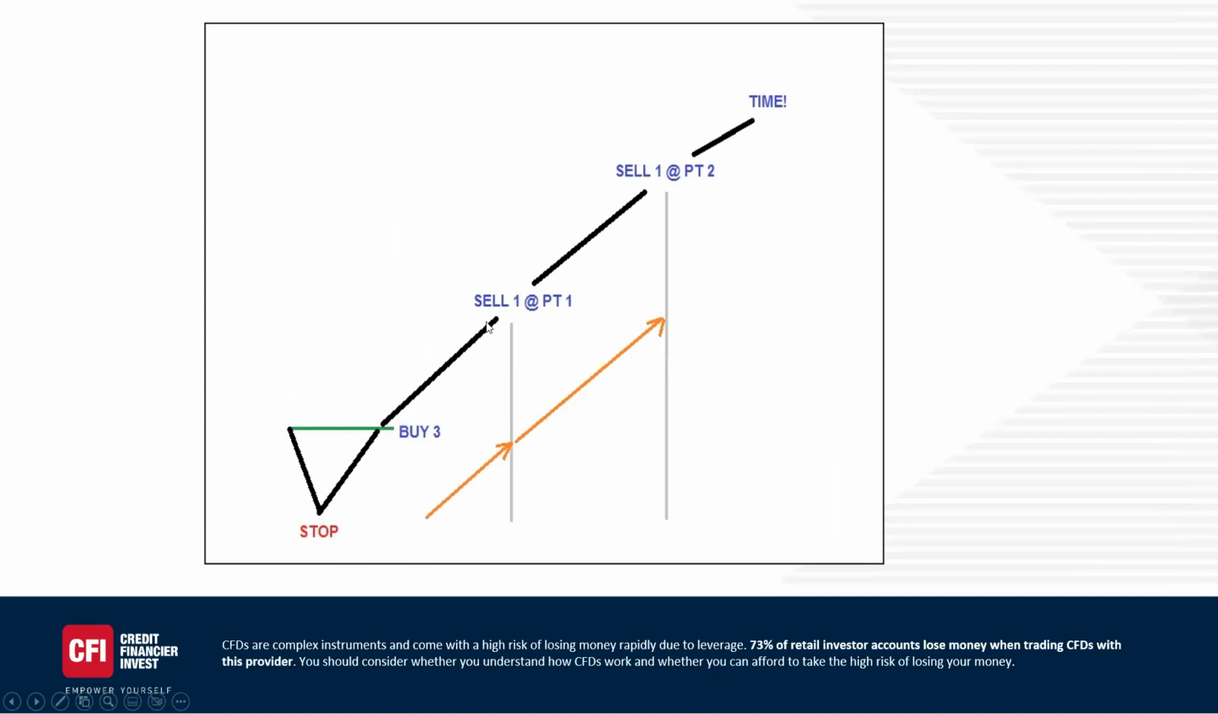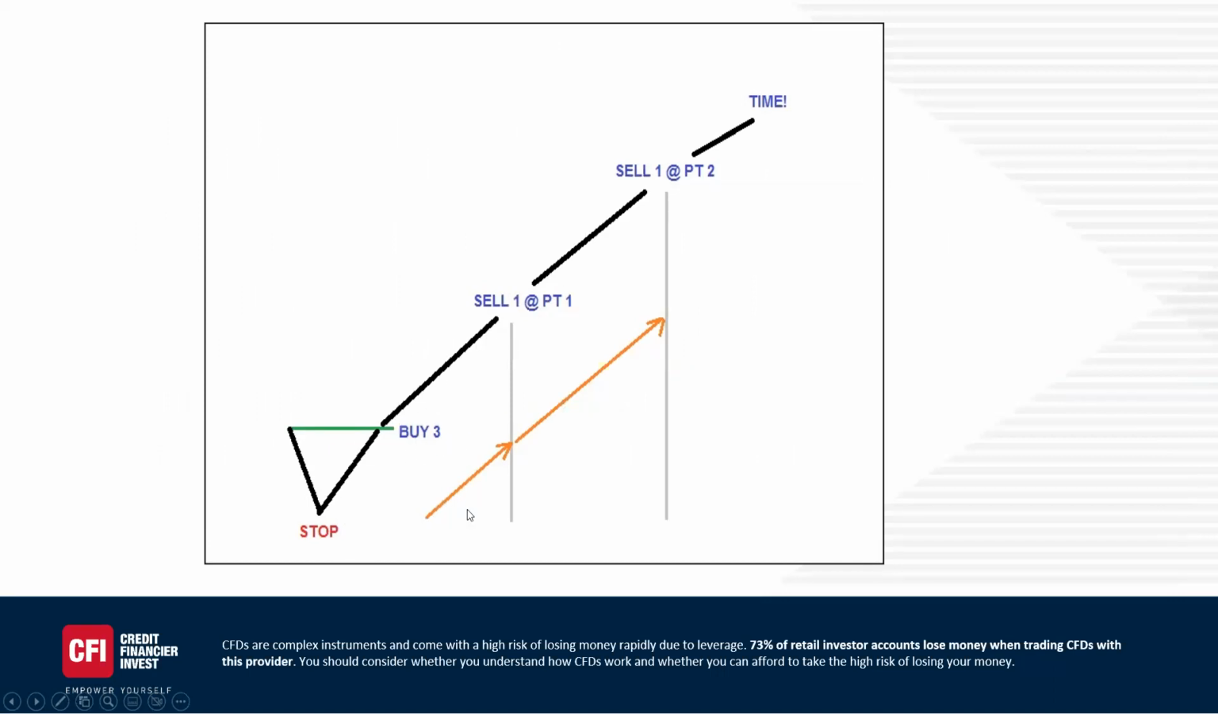I'll calculate PT1 and PT2. These are places at which I'll be taking profits. So when I hit PT1, if the market breaks up and hits PT1, assuming I've not been stopped out, because many times you will be stopped out, that's part of the nature of trading. Once we hit PT1, I'll be selling one of my 3 original units.